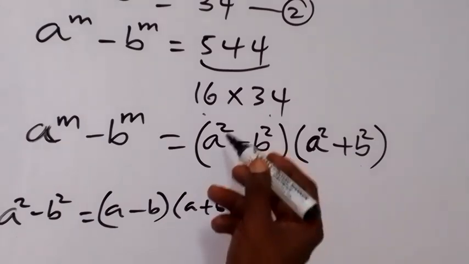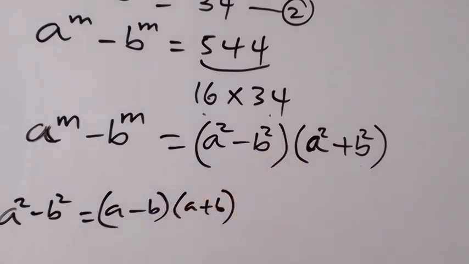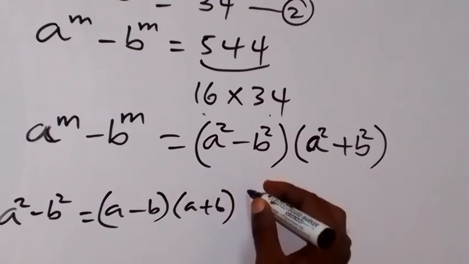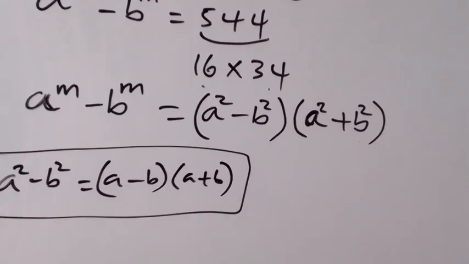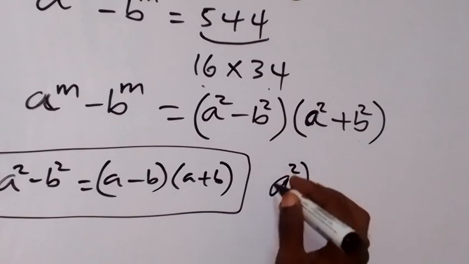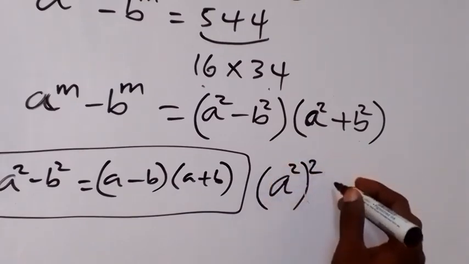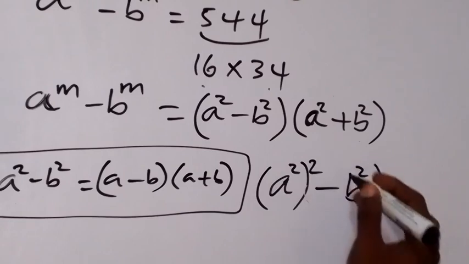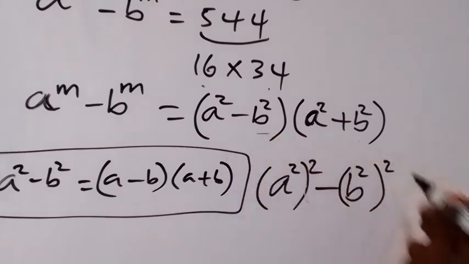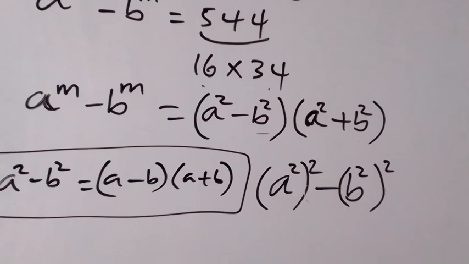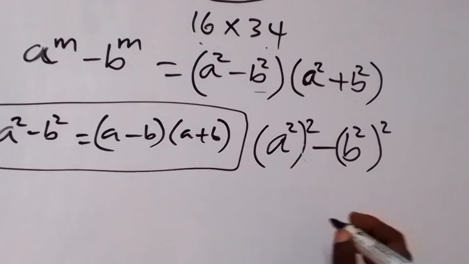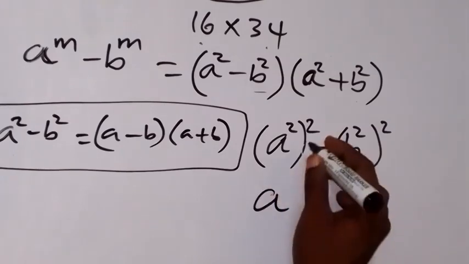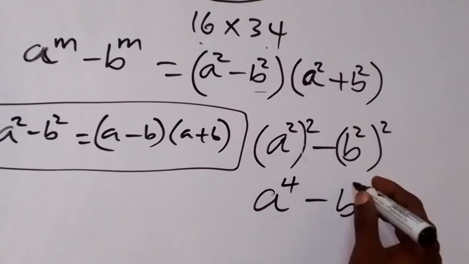And in this case, a squared is standing as a here. So we can write everything here as a squared, then all squared, minus b squared, then all squared. So this is the same thing as this, an application of difference of two squares. And from here, we can see that the powers multiply, from the law of indices. And this is a raised to power 2 times 2, that's 4, minus b raised to power 4.